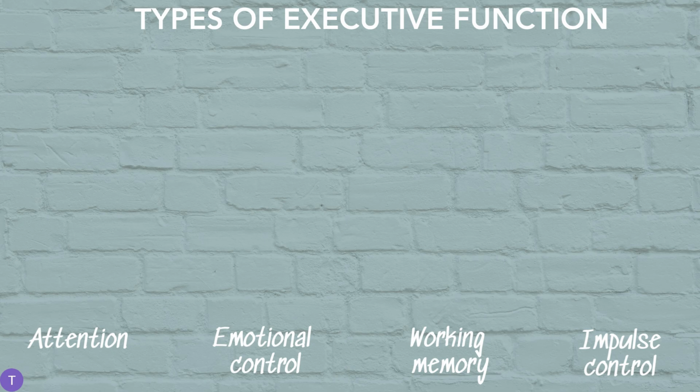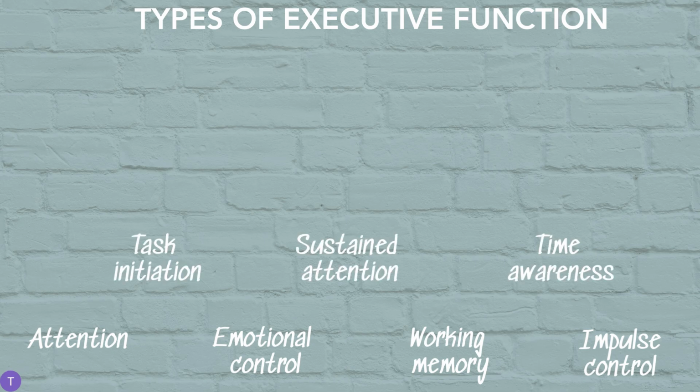There are foundation skills that are really important for a child to have to develop some of those higher order skills. These skills include attention, emotional control, working memory, and impulse control. Now, I don't want you to concern yourself too much about the names. We're going to go through them and explain them in a lot more depth as we go along. So next up, we have task initiation, sustained attention, and time awareness.